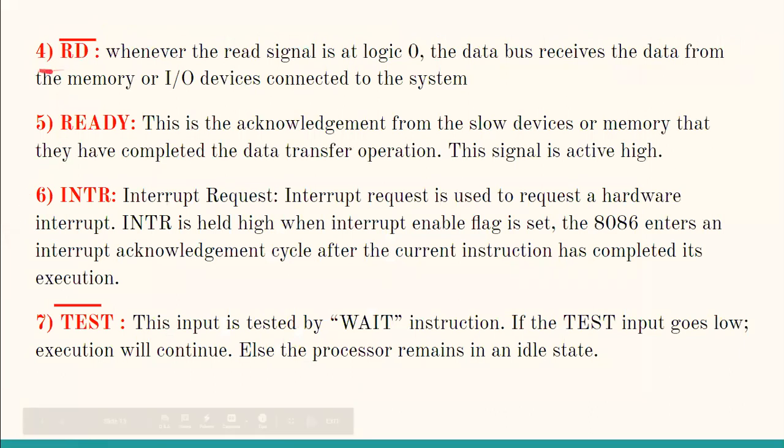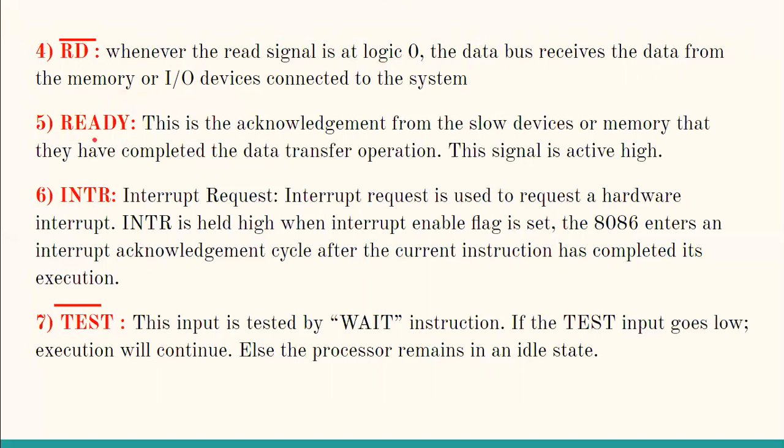Next pin is RD bar. RD stands for read. Reading means getting the data from the memory or from the IO devices from outside to the processor. And as the bar is shown over here, it is an active low signal. It will be activated whenever it is at logic 0. So if this signal is at logic 0, it indicates your data bus is receiving the data from outside to the processor. Okay. Now next is ready.